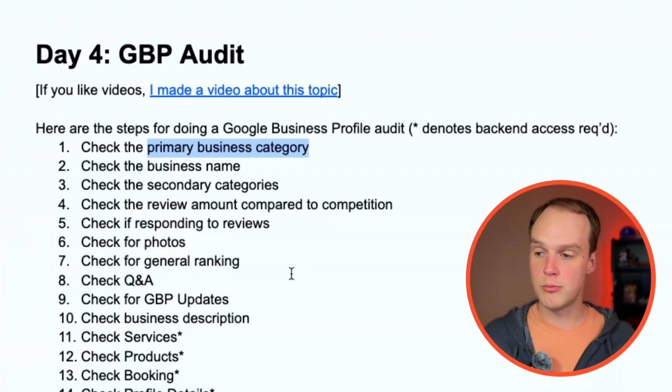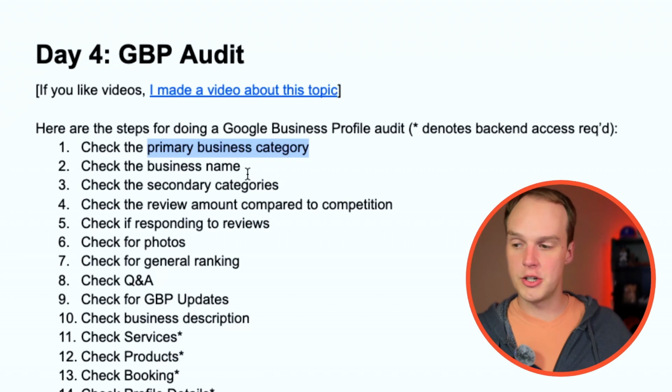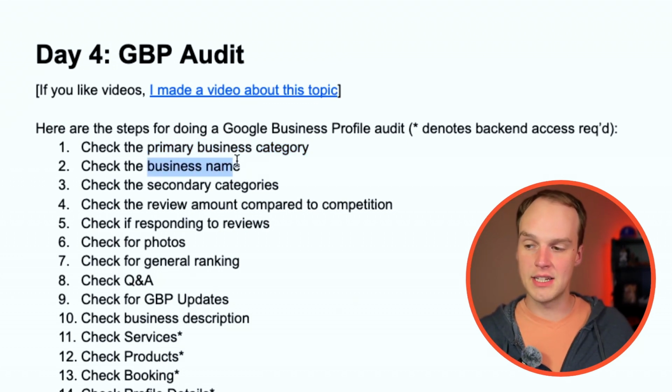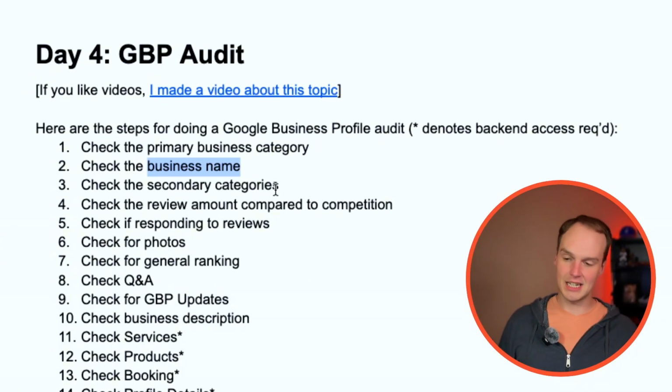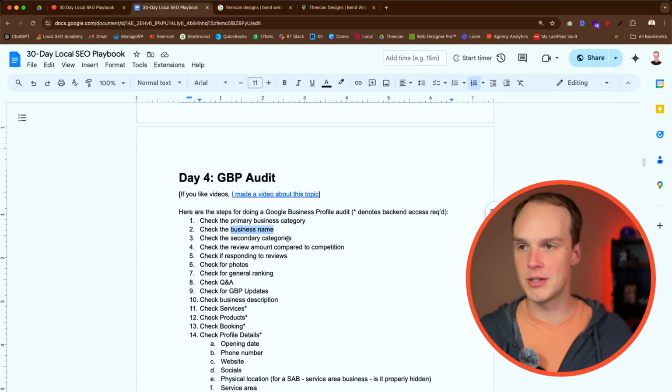Okay, so that was the most important thing. We want to make sure we show up with our competition. We don't want to be cute, just show up with our competition. That's the primary business category. The next thing is the business name. Now I'm going to spend less time talking about this, but let me show you some examples.